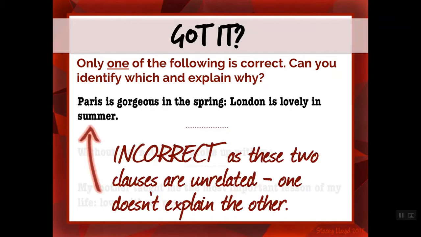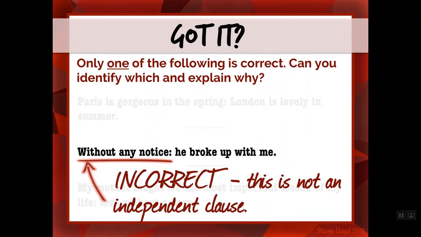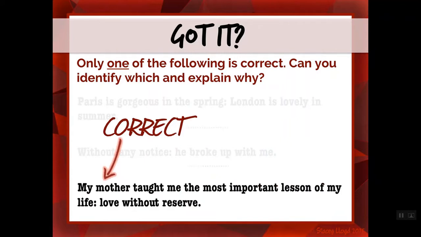It's not that one. Those two clauses are unrelated. Paris and London are cities, but one doesn't explain the other. Without any notice, he broke up with me, but without any notice is not a full sentence. It's not an independent clause. This one's correct because you could just put a period at the end of life and it would still make sense, but with the colon and the little explanation afterwards, it makes even more sense. It's more clear even.